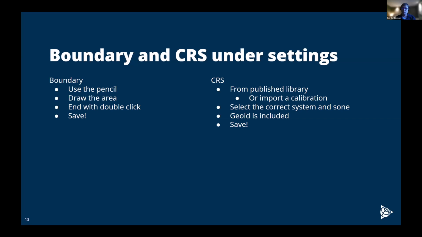Use the published library if it is a standard coordinate system, or you can even import a calibration if you have that available. Select the correct system and zone. GeoAid is included, and then you save it, and that's mandatory. Do not forget to save. You will lose your settings. The boundary is not on meter accuracy. It can be whatever, and it can be altered and changed at a later stage. You just need the boundary in the area you're going to work.